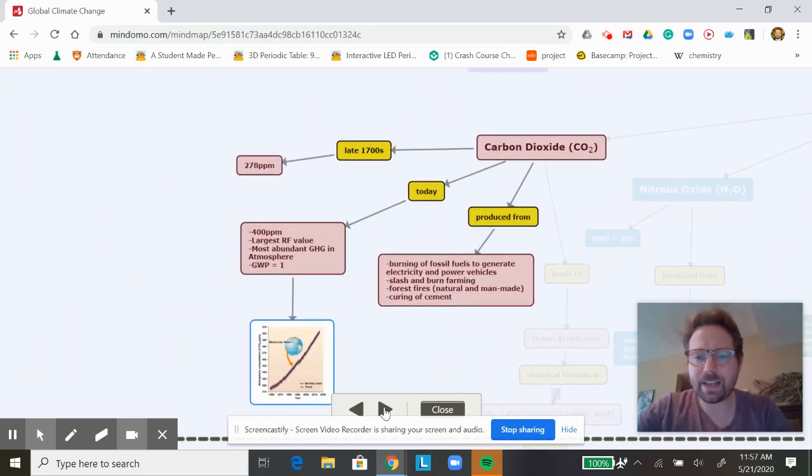The first major greenhouse gas that we need to talk about is carbon dioxide. It is the most prevalent greenhouse gas in the atmosphere, and that's why we talk about it the most. It is extremely important when you're talking about global climate change. It's produced by burning fossil fuels to generate either electricity or to power cars. It also is released when you do slash and burn farming, as we do in some areas around the equator. Forest fires, both natural and man-made, can release CO2, and curing cement can also release CO2.